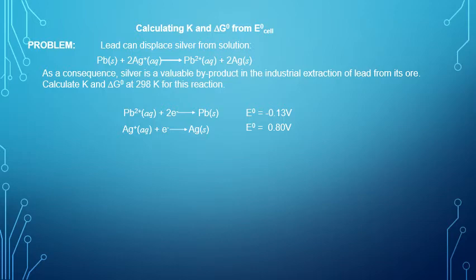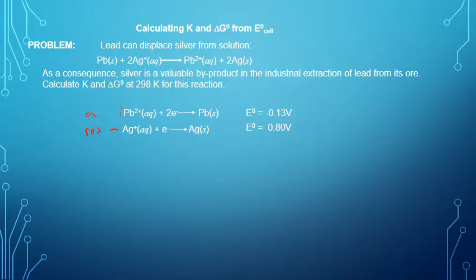In this particular instance, we do need to decide which one is going to undergo reduction and which one is going to undergo oxidation. So again, we want to look at our E values, and because the silver ion going to silver as a solid has a positive reduction potential, and the lead going to lead as a solid has a negative potential, we know that the silver is going to be undergoing the reduction and the lead is going to undergo oxidation.